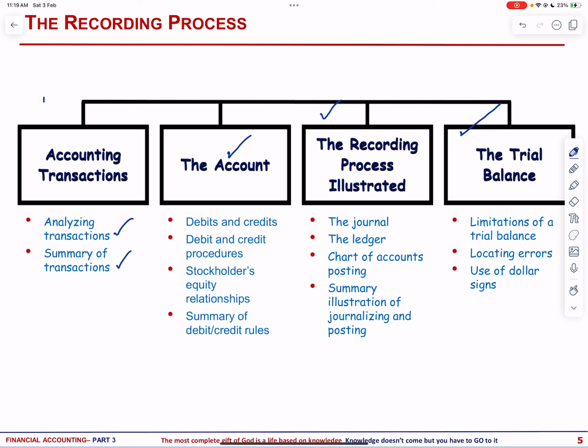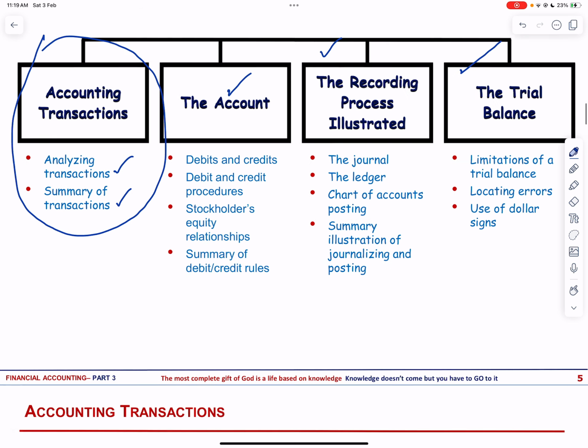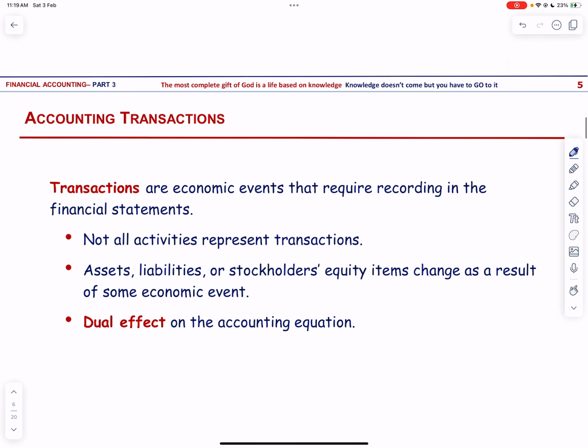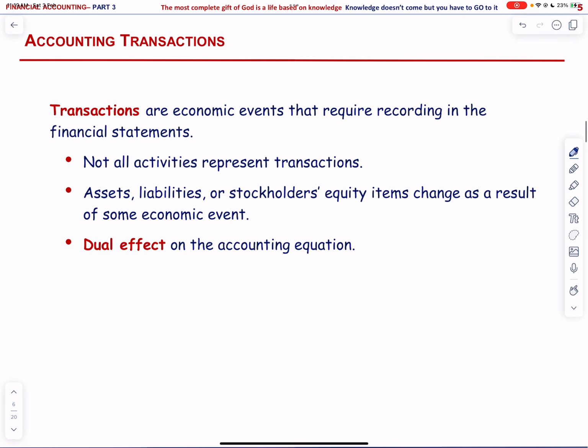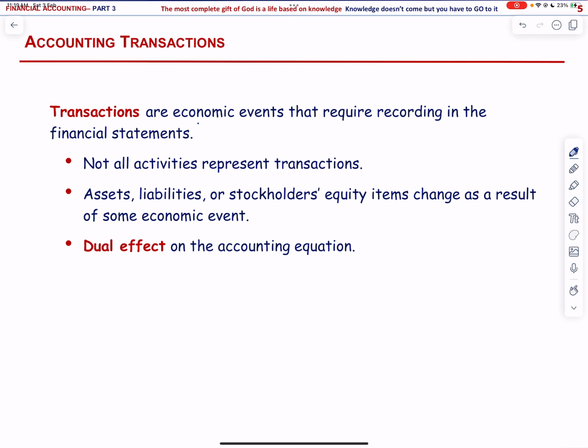So here we are going to only talk about analyzing transactions and what we mean by a summary of transactions. Now, transactions are economic events, and when we say economic events, it means it has to be measurable in terms of money. If it is not measurable in terms of money, we are not going to record it.